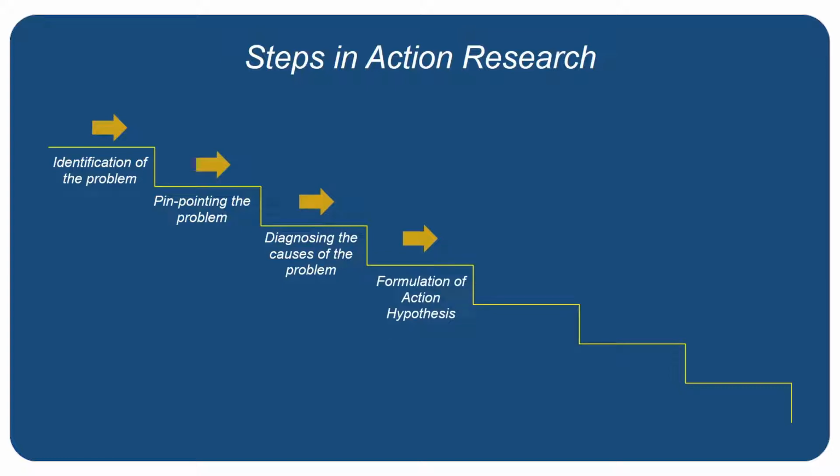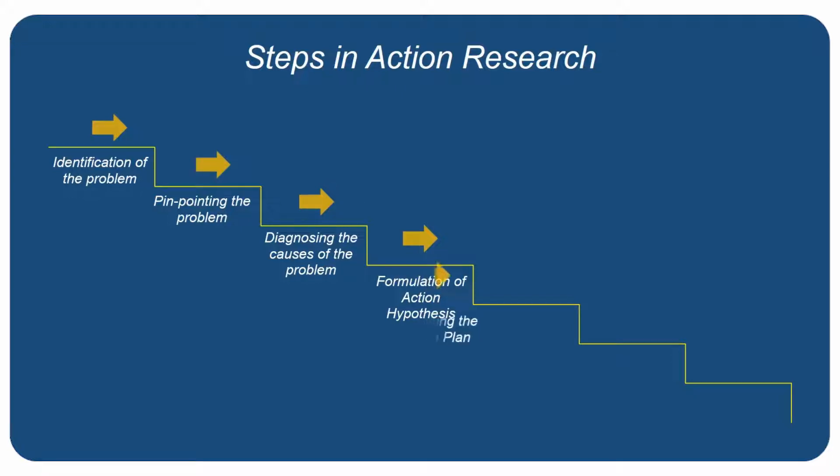Then based on this, the next step is formulation of action hypothesis. This is considered a very important and interesting step when we do action research. Formulation of action hypothesis has to be based on some experience of that particular teacher when he is conducting this research. When we are doing action research, we simply call the hypothesis an action hypothesis. That is why this step is called formulation of action hypothesis.